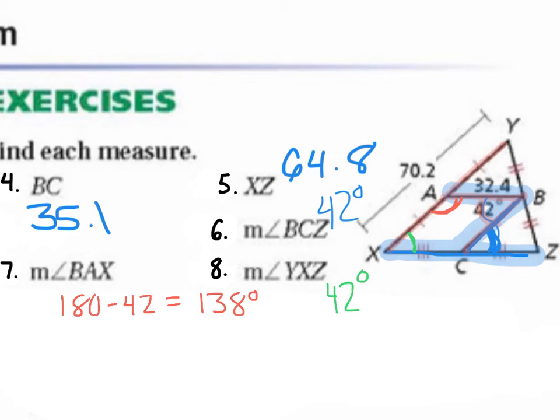Right, there's multiple ways we can do this one. We know that these two lines are parallel, AB and XZ, and this is our transversal. So since BAX was 138, we know that YXZ is going to be supplementary to it. So we would do 180 minus 138, and we get 42.